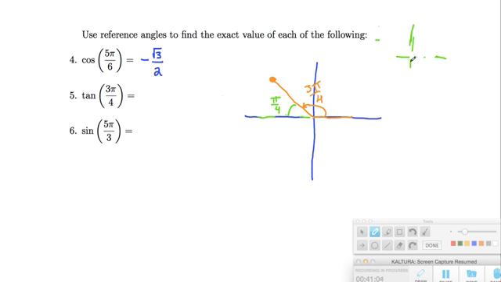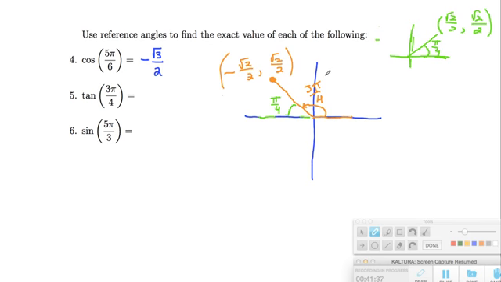Now recall that pi over 4, that was the 45-degree angle. Coordinates of it, if you'll recall, are square root of 2 over 2, comma, square root of 2 over 2. So this particular point is going to have those same coordinates, except that the x is going to be negative. The y is positive because we are on the positive y part.